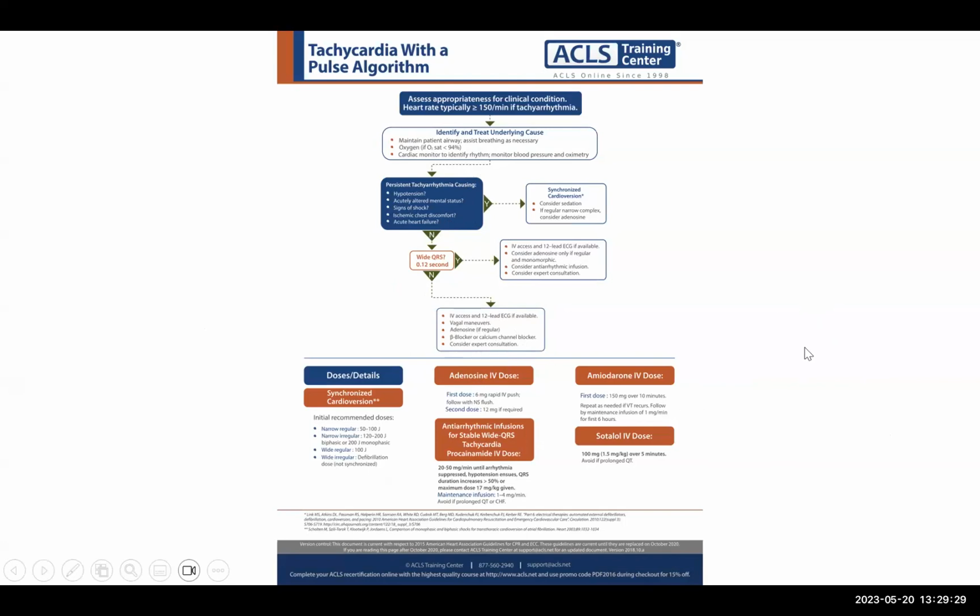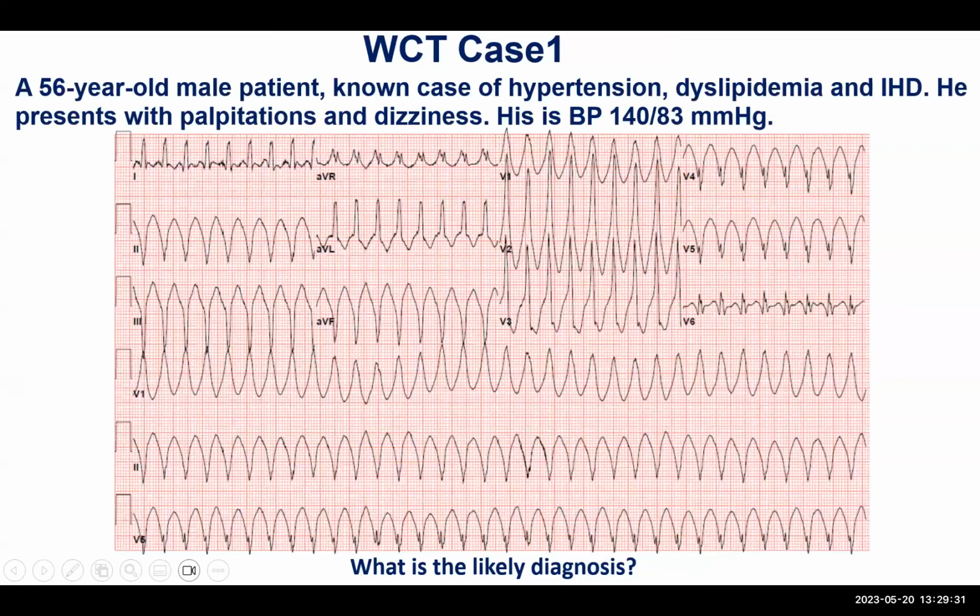Okay. So I'll go back now to the cases we discussed so far about wide QRS complex. The first case, the 56-year-old, you actually almost all of you got it right. He's a 56-year-old patient, has hypertension, dyslipidemia, ischemic heart disease. So before seeing the ECG, 95% the chance the wide QRS complex we have is ventricular tachycardia.